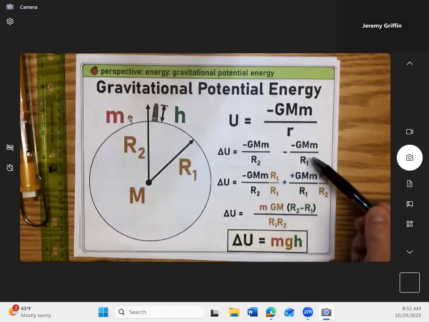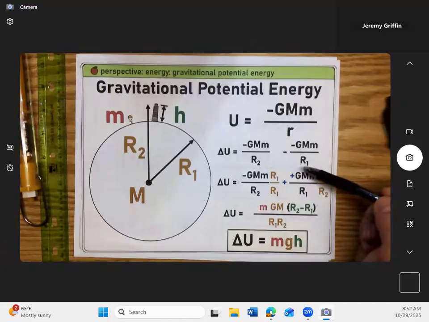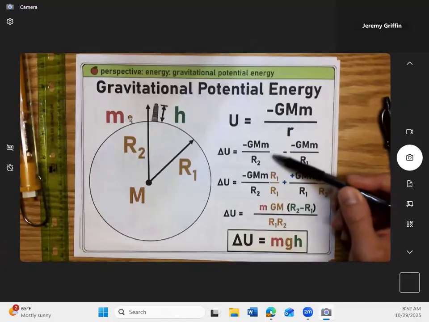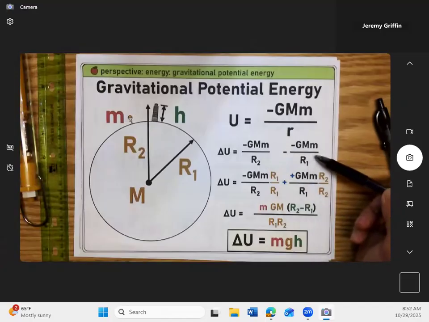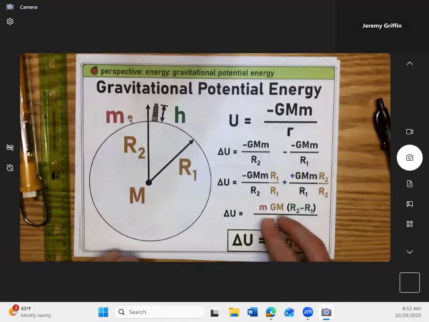How do you take the difference of two fractions? You have to get a common what? Denominator. This one's r2, this one's r1, those are different values. Can I multiply top and bottom by r1 over r1 and r2 over r2? I can do that. Then I can shove it all into one giant fraction, and then I can factor out the GMm, which is the same for both.